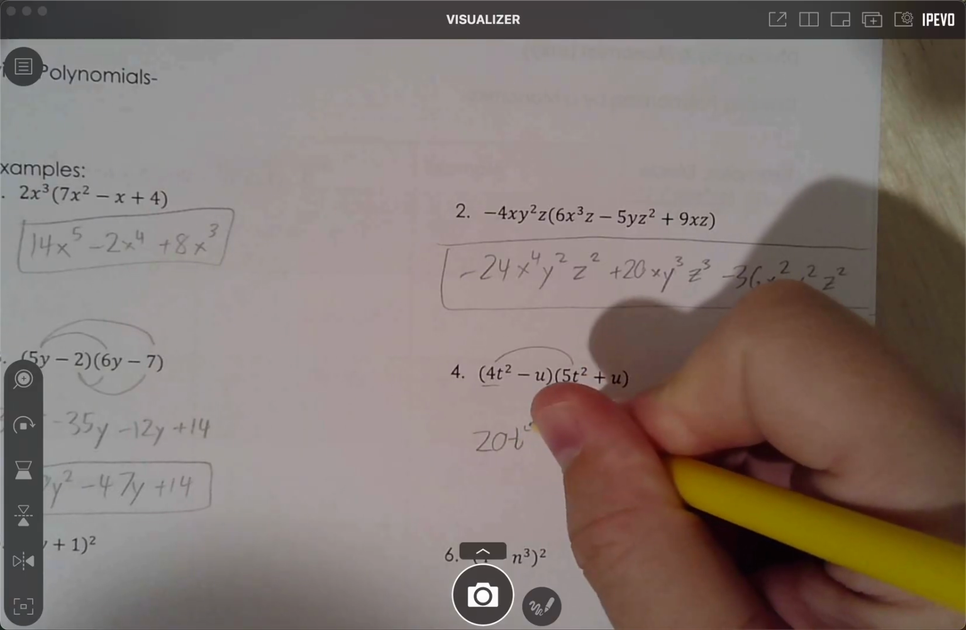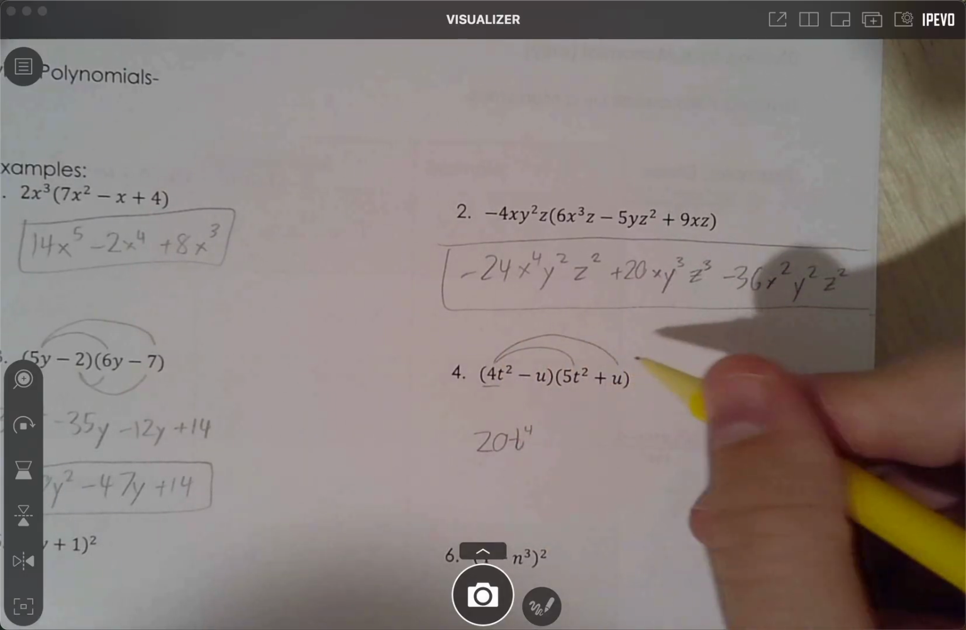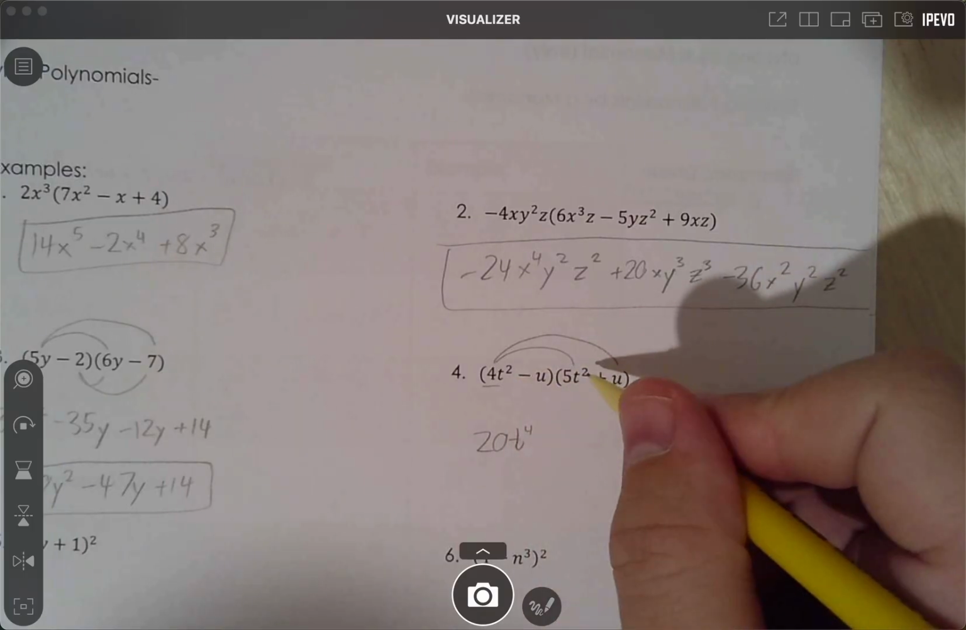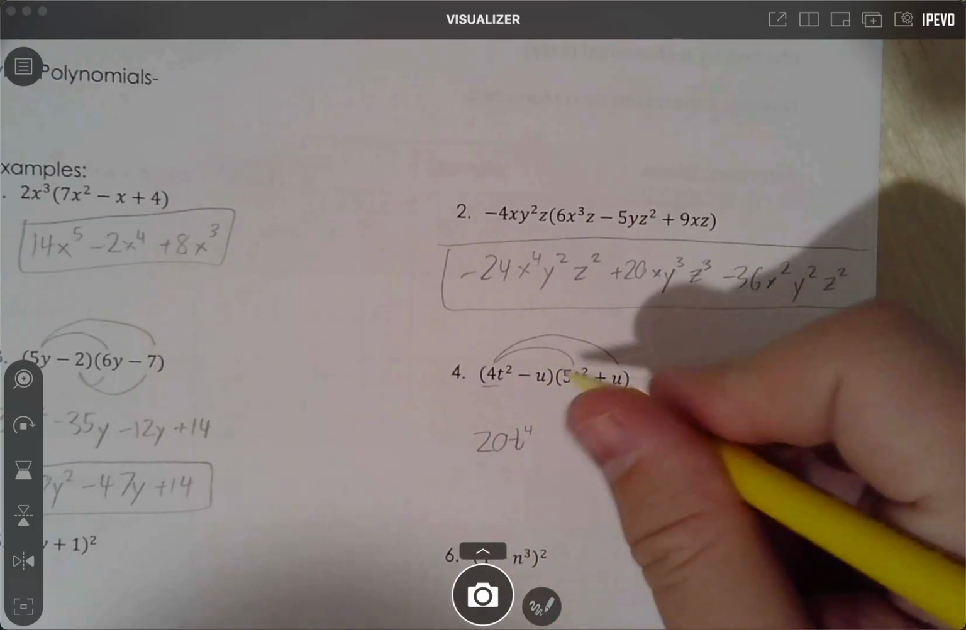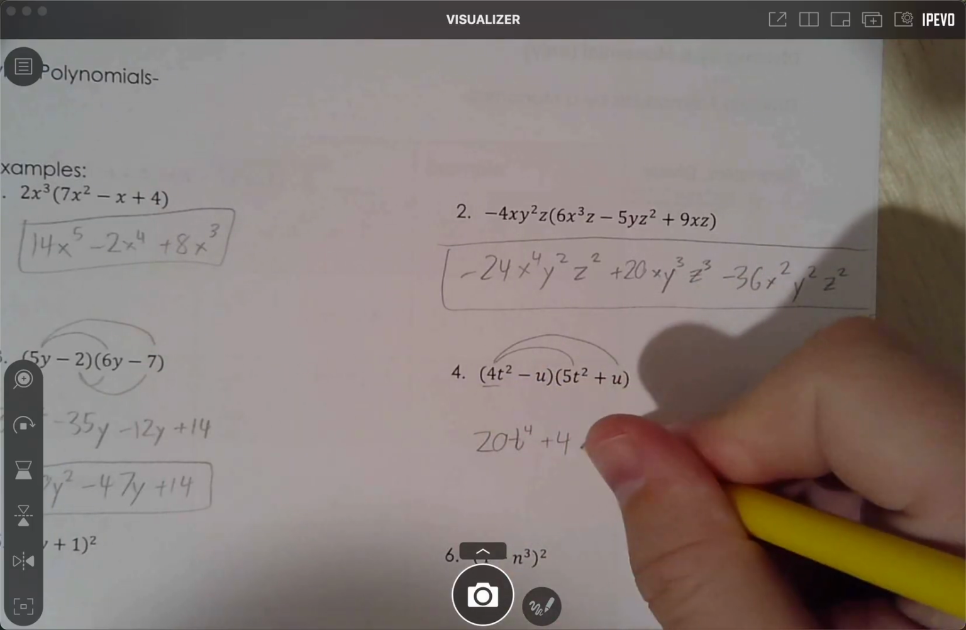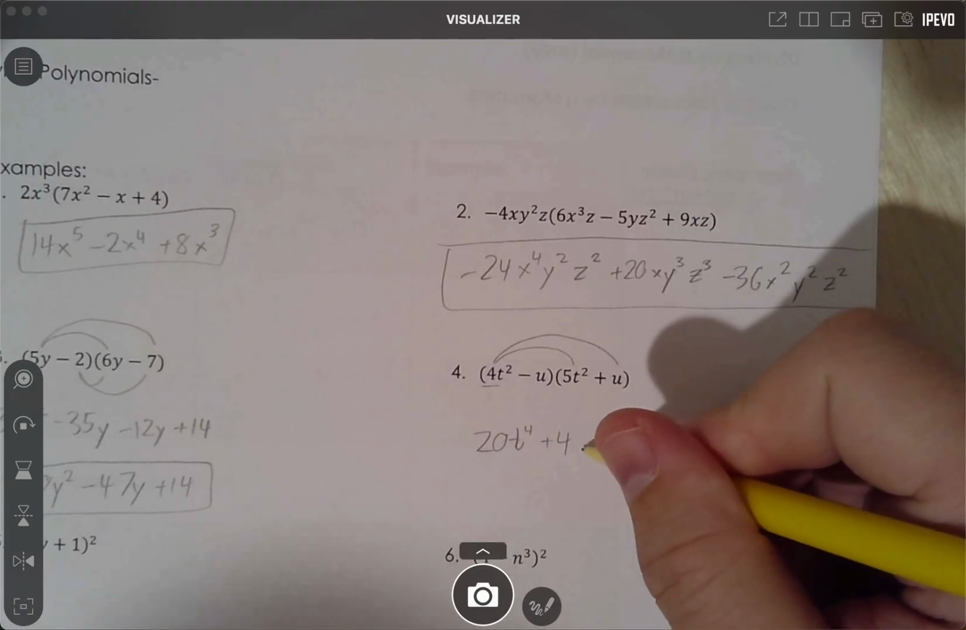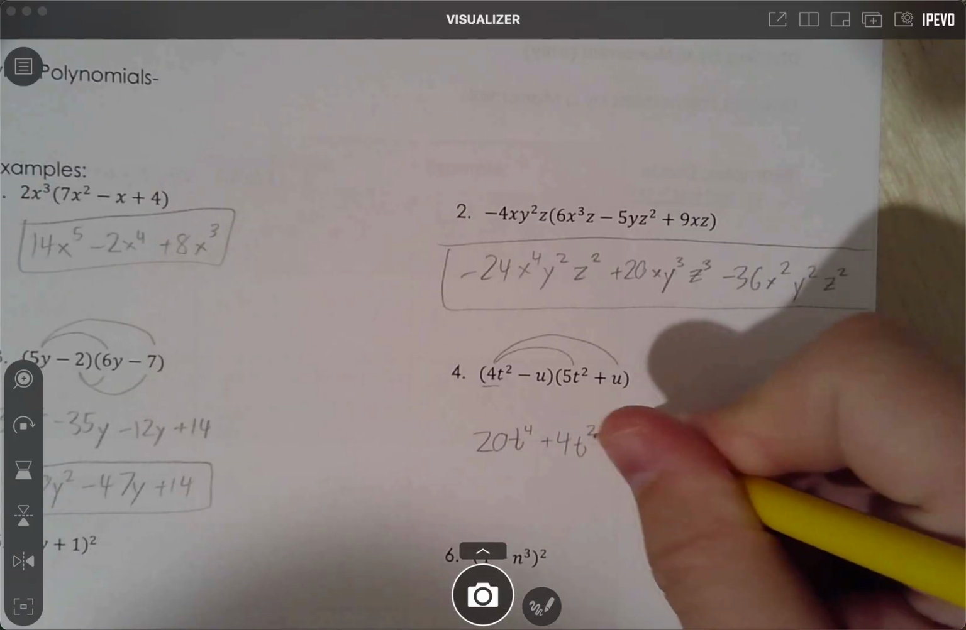I now get t to the fourth. Now multiply it to the other part. I'm still on that first term. I'm multiplying that first term. That'll be a 4, and let's think about the alphabet, TUV. So T goes first, so we'll put that first, then the U.